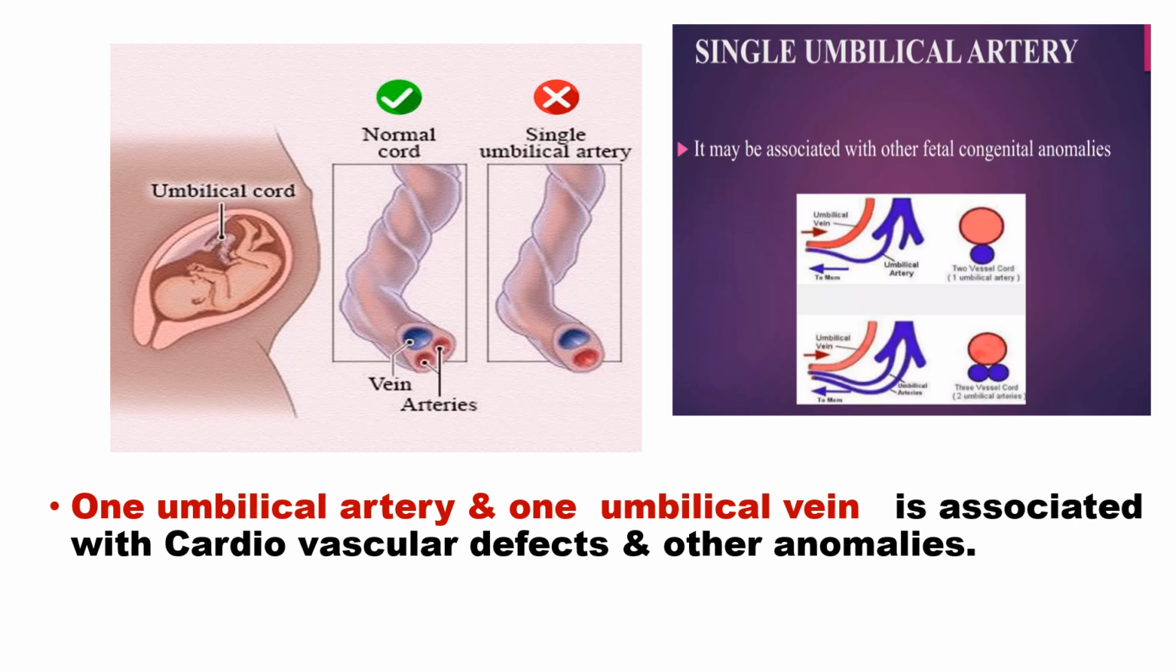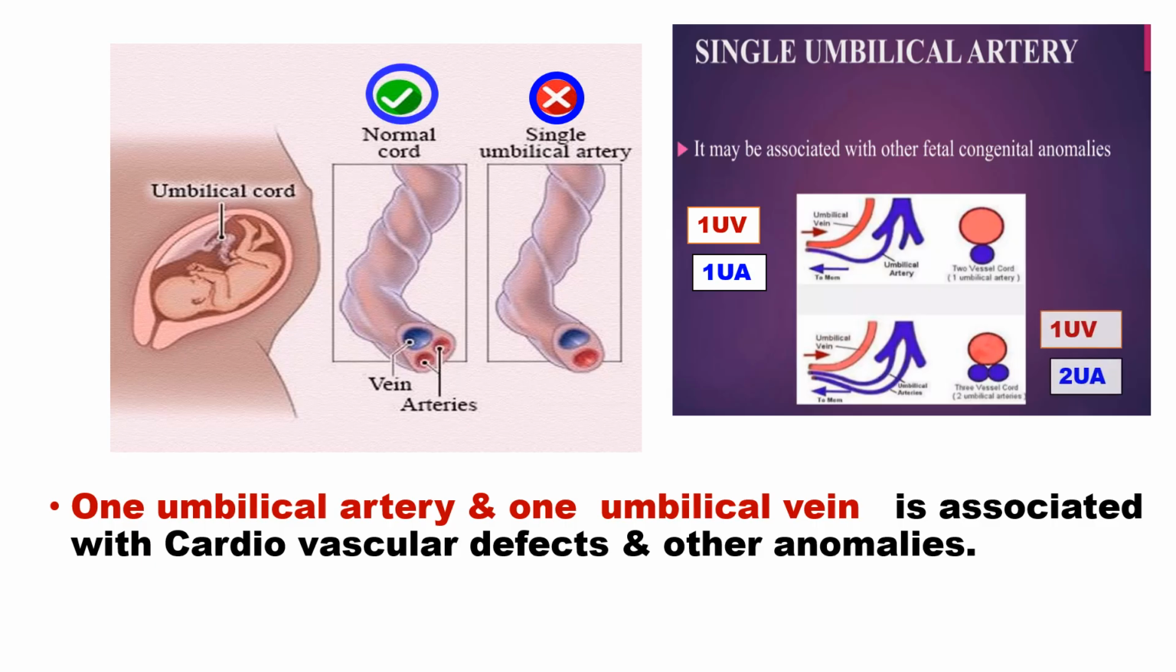Abnormalities of the umbilical vessels. Umbilical arteries are two in normal and the vein is one. Sometimes a single umbilical artery and one umbilical vein is associated with the umbilical cord. One umbilical vein and two umbilical arteries are normal. When there is one umbilical artery, it is considered abnormal and is associated with cardiac, vascular defects and other anomalies.